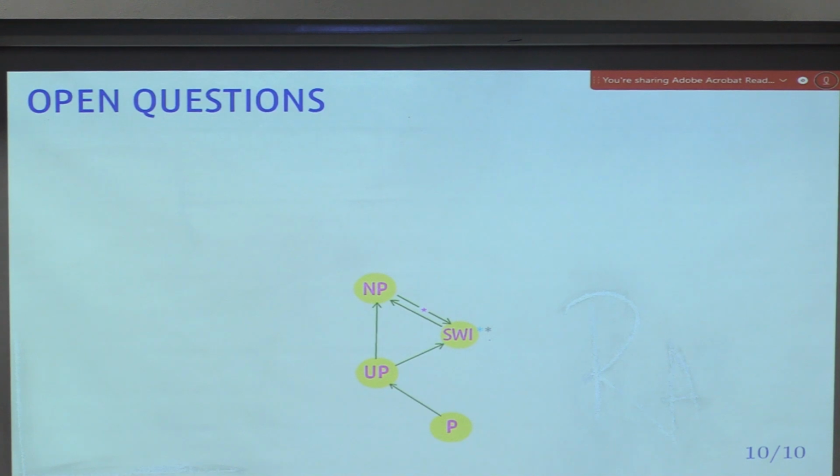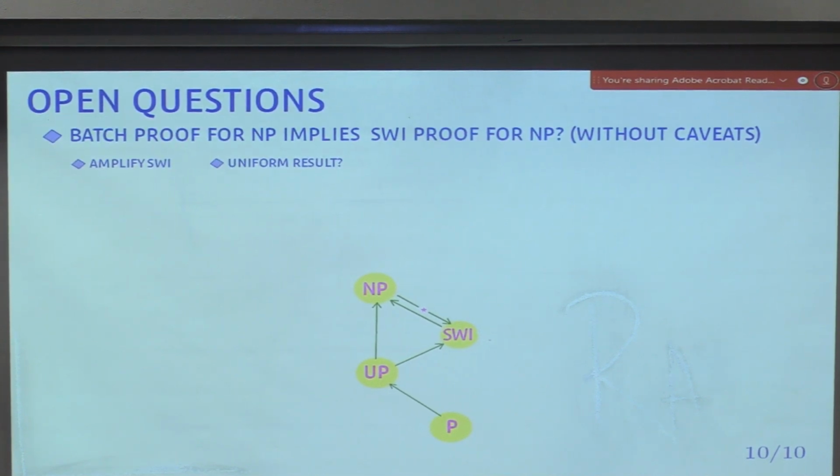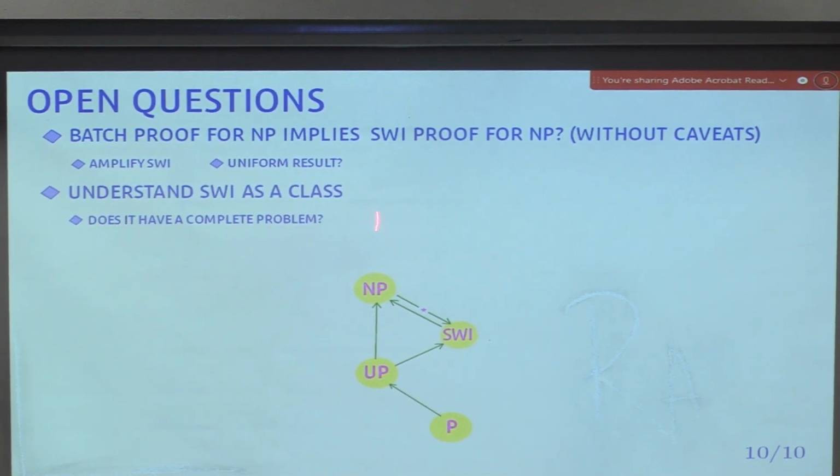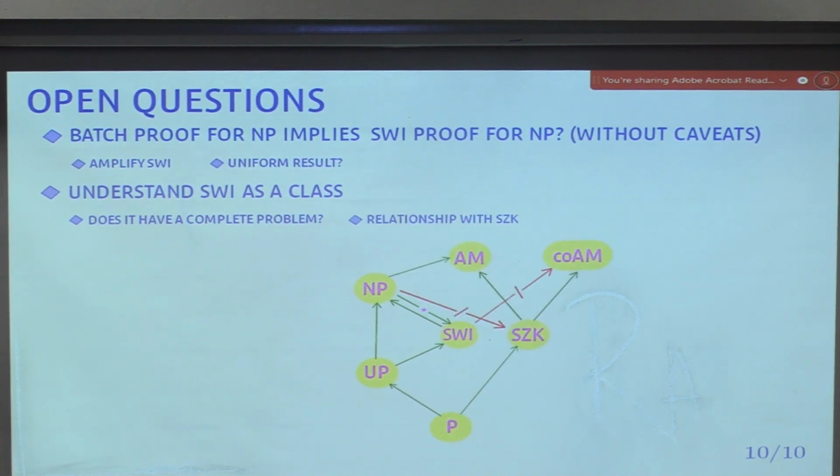So what are some of the open questions? It would be really nice to get rid of the caveats in the batch proof setting. We managed to get rid of them in the argument setting, but not in the non-interactive argument setting, and not in the proof setting. That's the first open question. What I found more interesting is understanding SWI as a class. We know SZK pretty well as a class, but SWI, people haven't really thought about it, it seems. For example, does it have a complete problem? Is it equal to NP? We don't know.